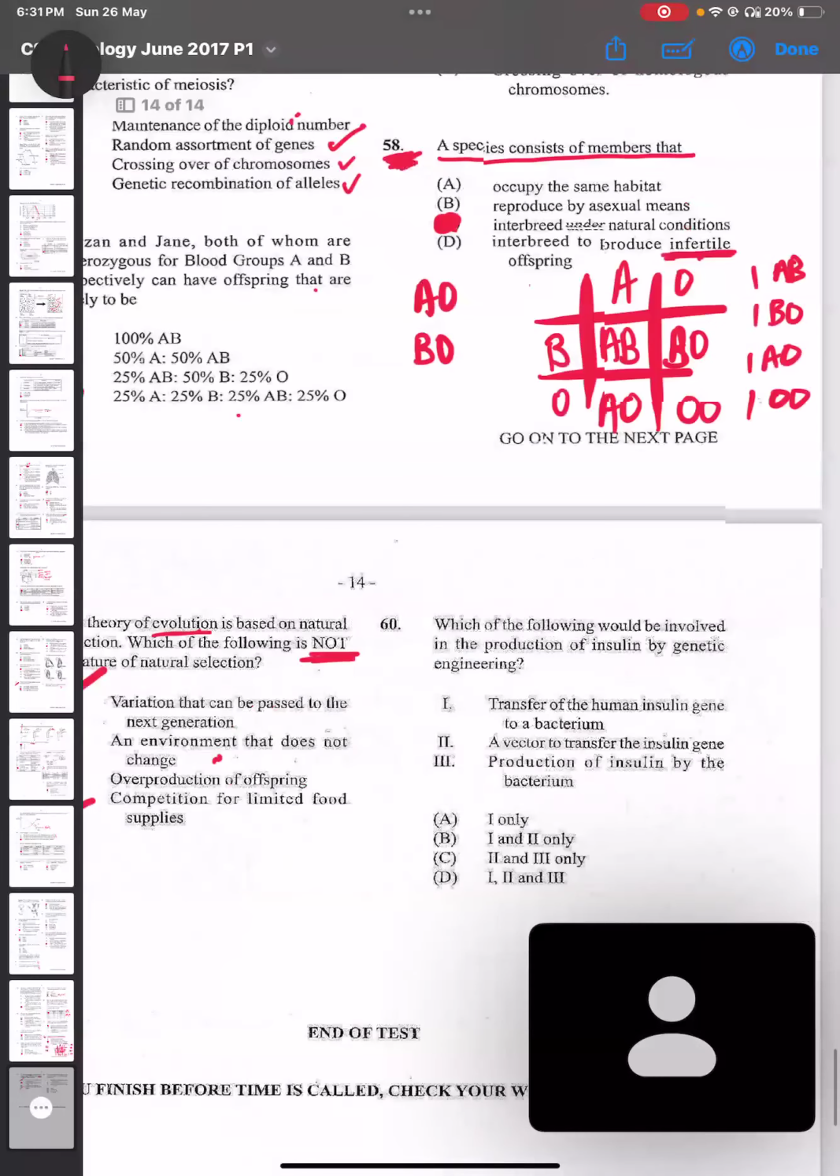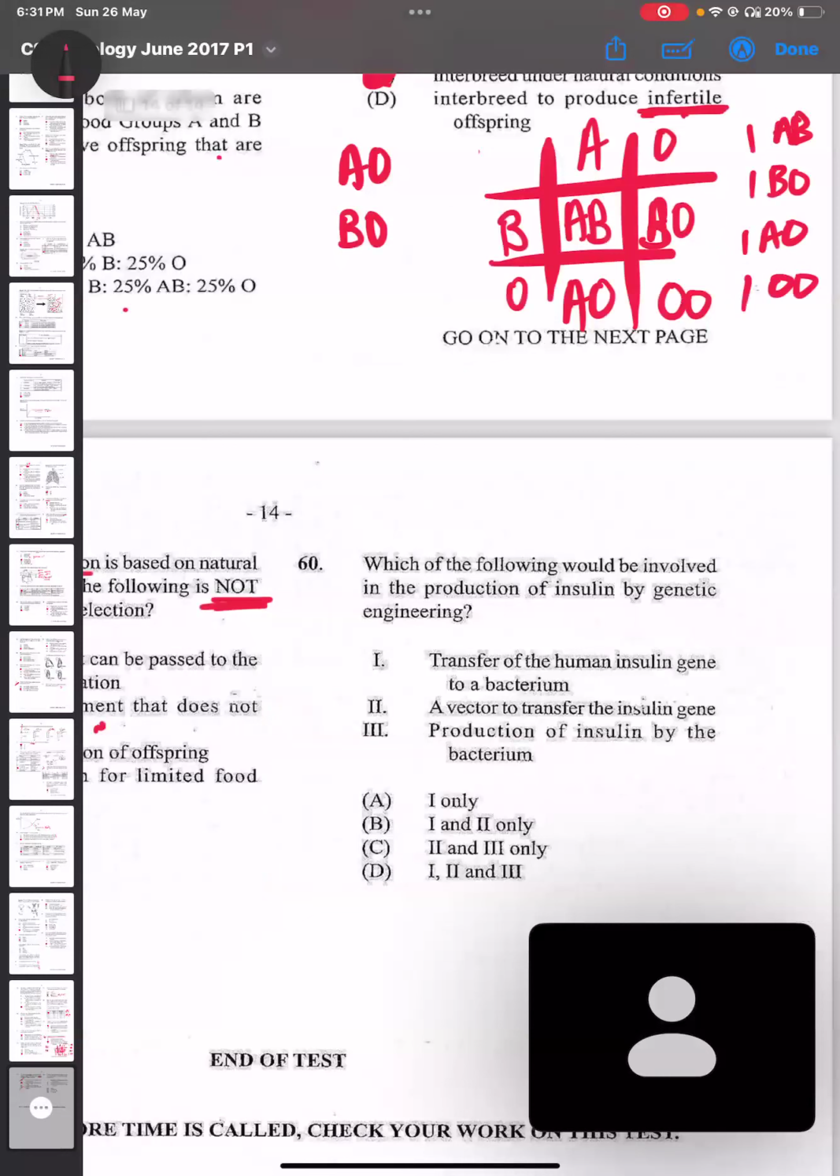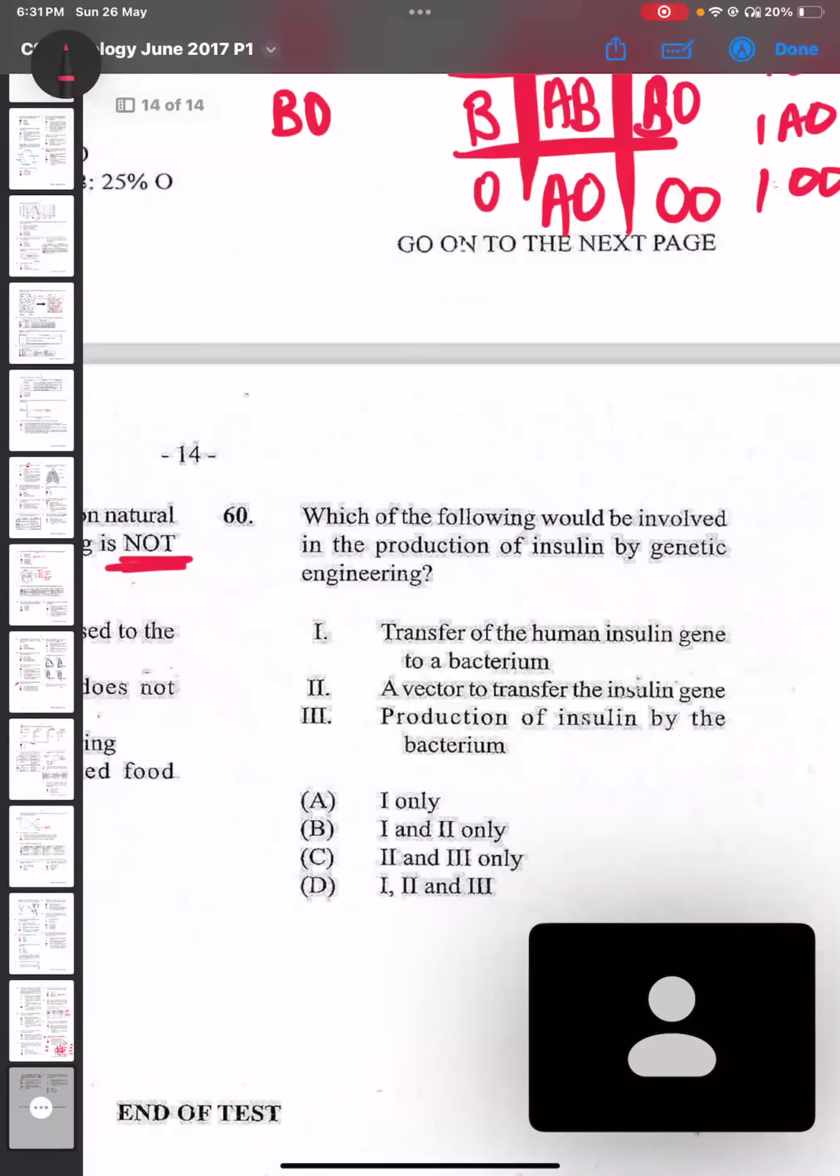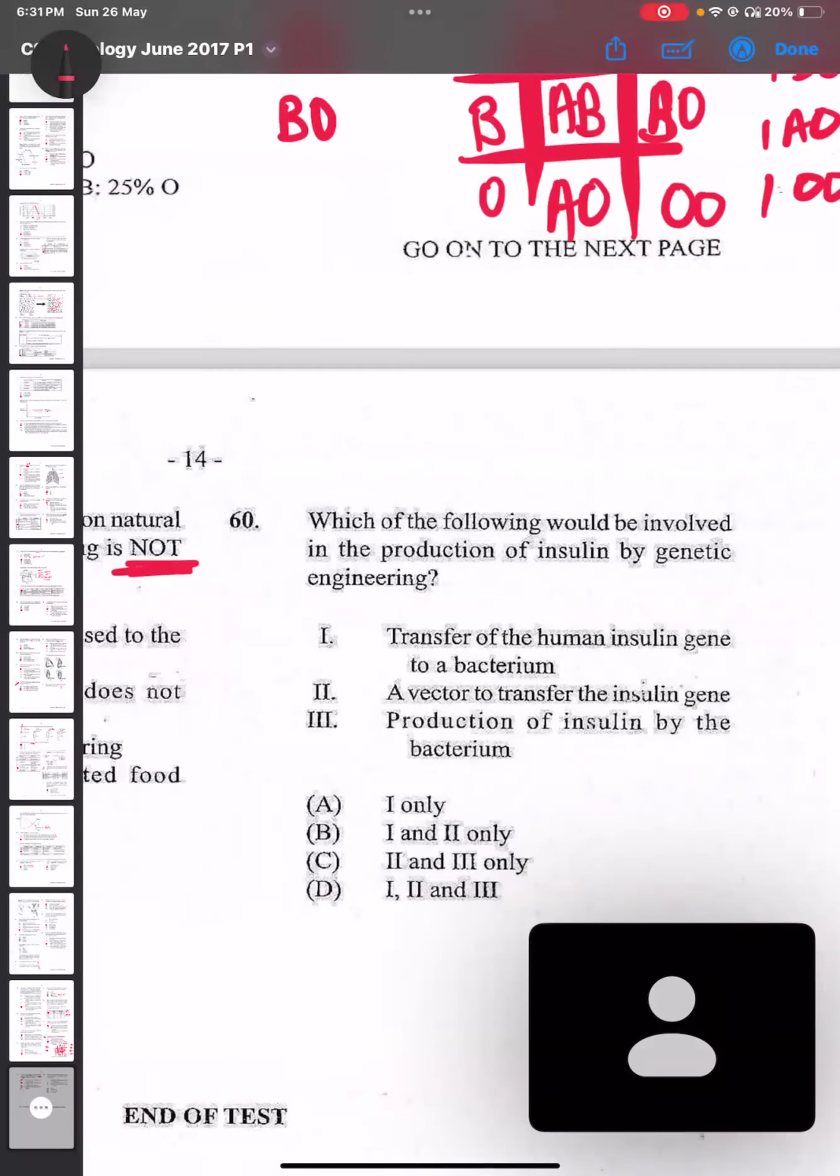And then we know this one already. Or did we? No, it wasn't this. They changed this question. Which of the following would be involved in the production of insulin by genetic engineering? We know that we have to put the human insulin gene into a bacterium, so one has to be there. C doesn't have one, so C is out. We know that the bacterium will produce insulin, so if it doesn't have three, it is out. So by elimination, the answer has to be C.